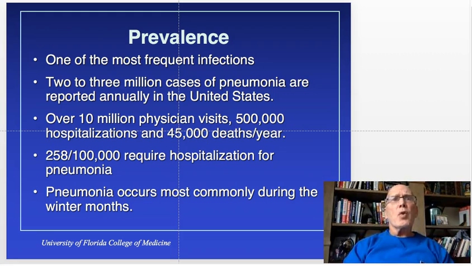Community-acquired pneumonia is one of the most frequent infections you will encounter. In the United States, 2 to 3 million cases are reported each year. This infection accounts for over 10 million physician visits, 500,000 hospitalizations, and 45,000 deaths per year. Each year, 258 per 100,000 people require hospitalization in the United States, and statistics in other countries demonstrate similar high rates of illness due to pneumonia. This infection tends to be seasonal, occurring most frequently in the winter months.